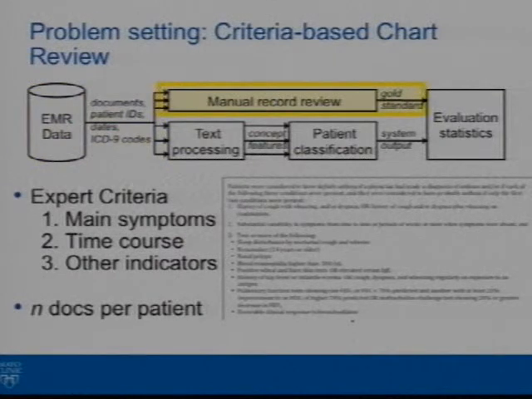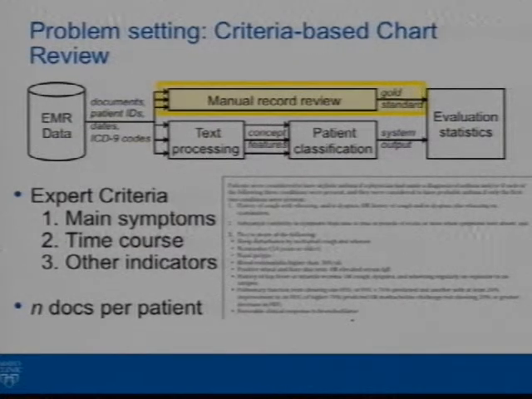What we had was, for each of those patients, we did manual chart review using expert criteria. These criteria had main symptoms and the time course: did these symptoms recur? And then there were some other indicators that were additionally included. And for each patient, we did manual chart reviews on n documents.